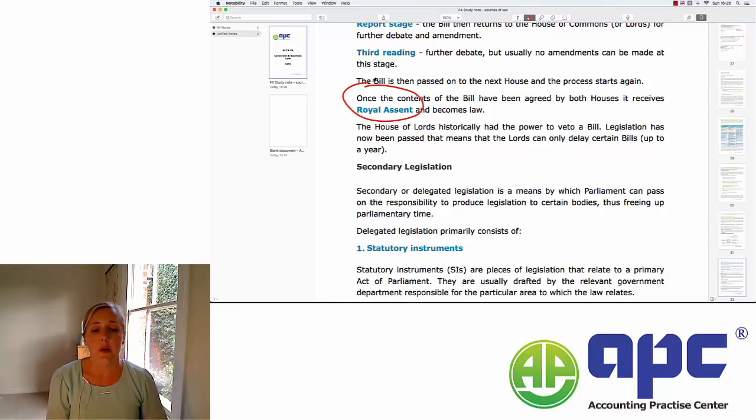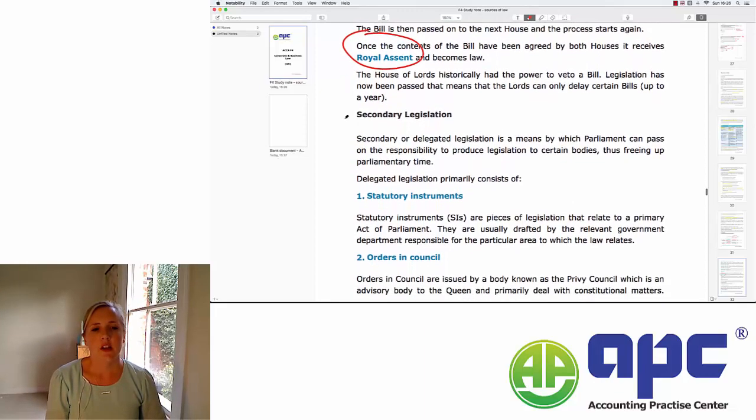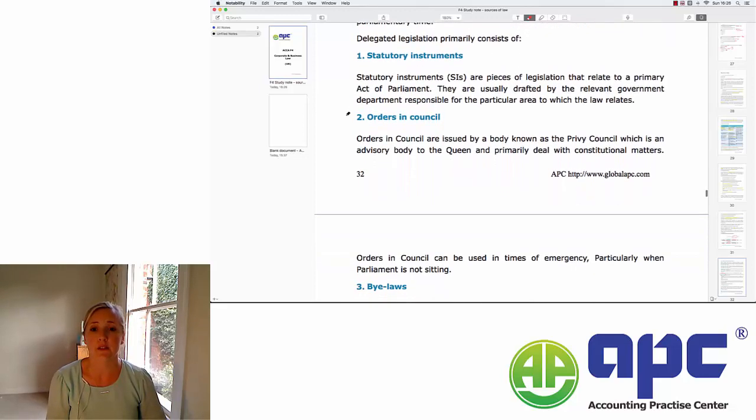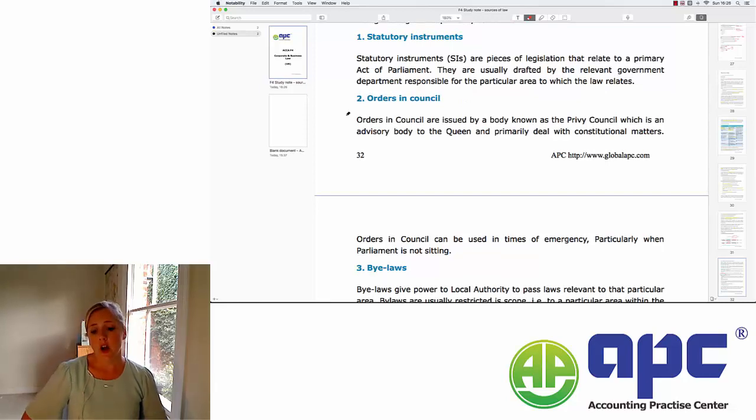Due to the fact that these Acts of Parliament take a long time to get heard, secondary legislation enables Parliament to delegate some power to pass legislation to other bodies. So they will essentially free up their own time by passing things on via what's known as an enabling act. Delegated or secondary legislation primarily consists of, first of all, statutory instruments. Statutory instruments are pieces of legislation that sit alongside Acts of Parliament. They're often the technical bits and nuts and bolts of an Act of Parliament. They're passed on by virtue of this enabling act to the relevant government department that deals with it. For example, if it's the Finance Act, that particular part of government will be responsible for drafting the statutory instruments that go alongside the Finance Act. So that frees up an awful lot of parliamentary time.